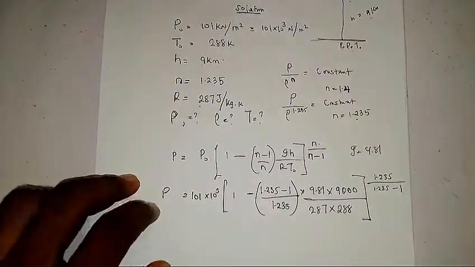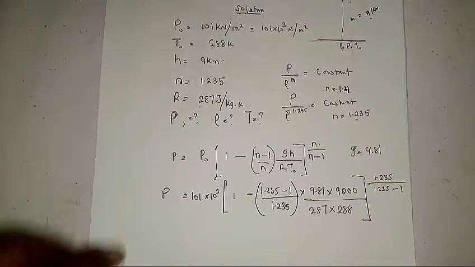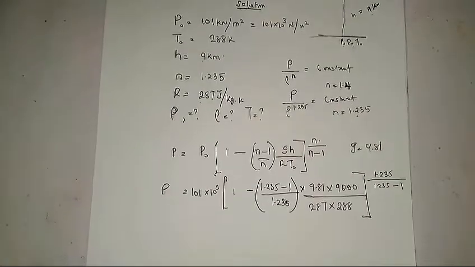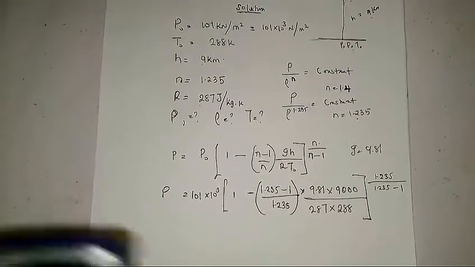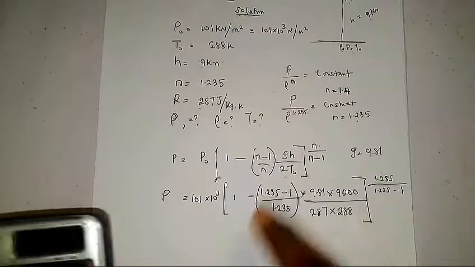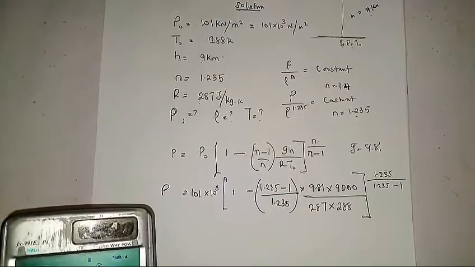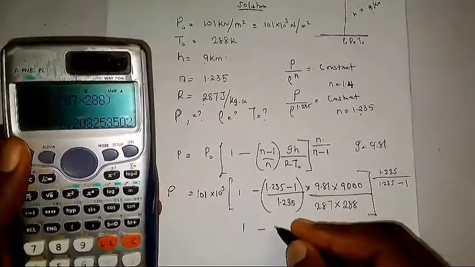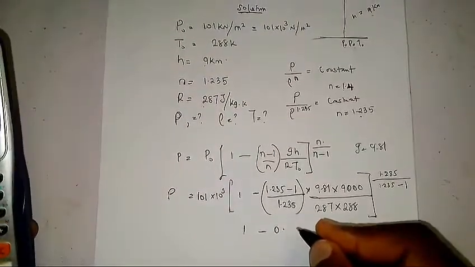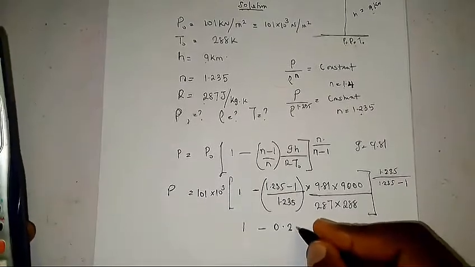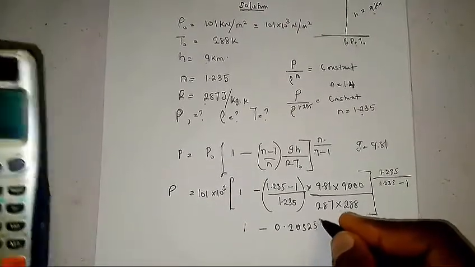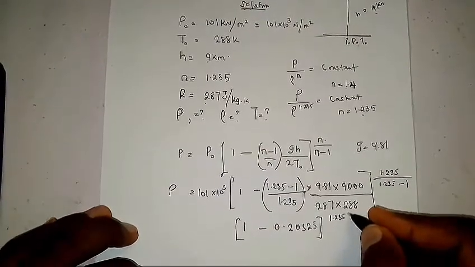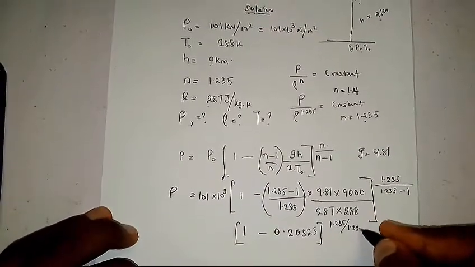Just for calculating my pressure, I just need all this. So now let's calculate. I can simplify my inner expression here. Simplifying this inner expression, I have 1 minus 0.20325. Close my bracket, raised to power 1.235 divided by 1.235 minus 1.